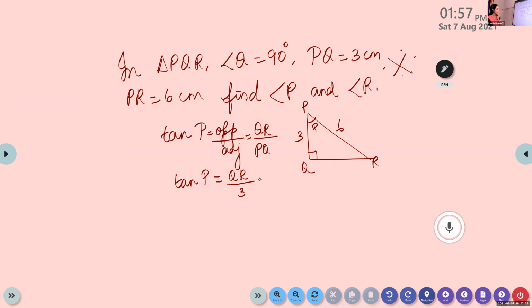Instead of that, any other idea? Ma'am, PR is given. QR we will get using Pythagoras theorem. One second, Ashik. It is 36 minus 9, isn't it? So how will you get 3? Ma'am, so QR is equal to 5. How? 36 minus 9 is 27, so root 27 only you will get.